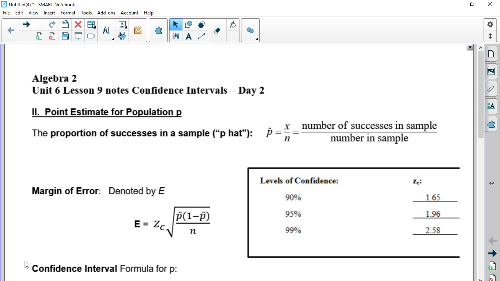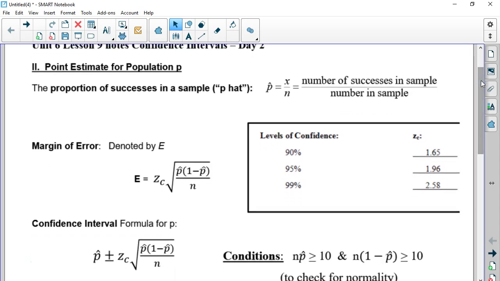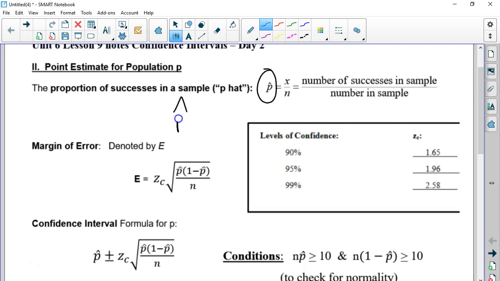Confidence intervals, which we already kind of introduced yesterday. This is just day 2 of it. So we're just continuing on with the concept of confidence intervals. Now, we're going to talk about the point estimate for a population. There's this new symbol here that we call p hat, because that little symbol there we just call a hat. Okay? So the proportion of successes in a sample.